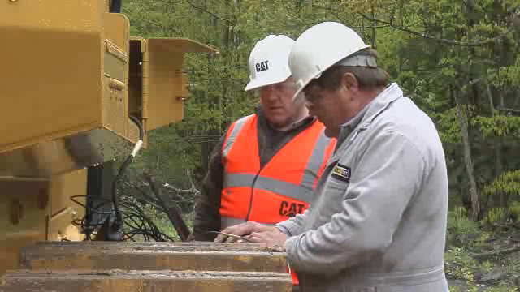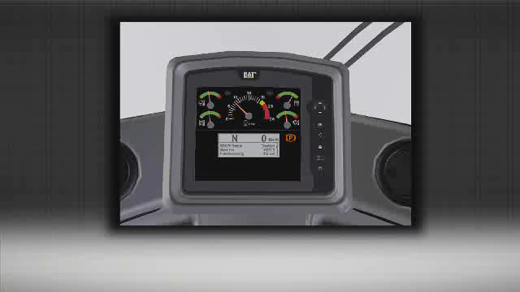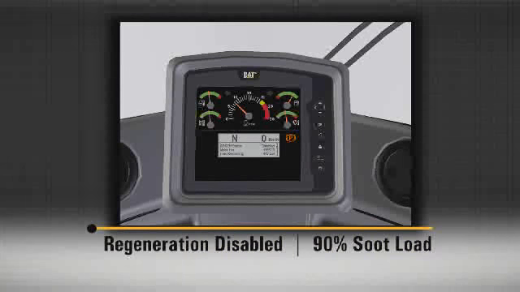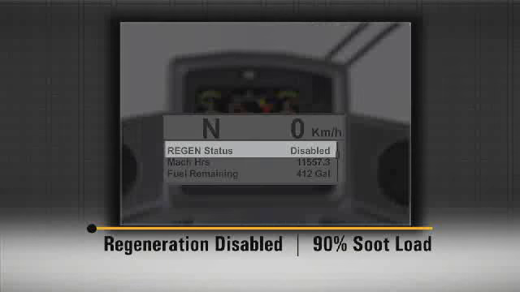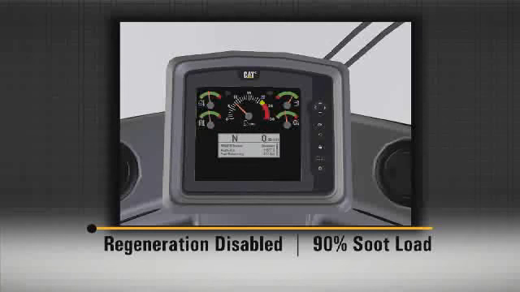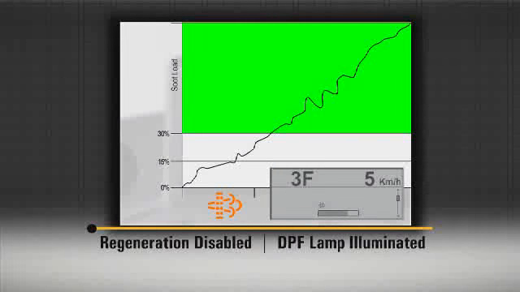Our last simulation demonstrates what can happen when regen is disabled. When regeneration has been disabled by either a CAT service technician or by the operator using the disable switch in the cab, soot continues to accumulate in the DPF. Once again, we are in third speed forward, traveling at 5 kilometers per hour. Here, the DPF lamp has illuminated just like it did in our manual example.